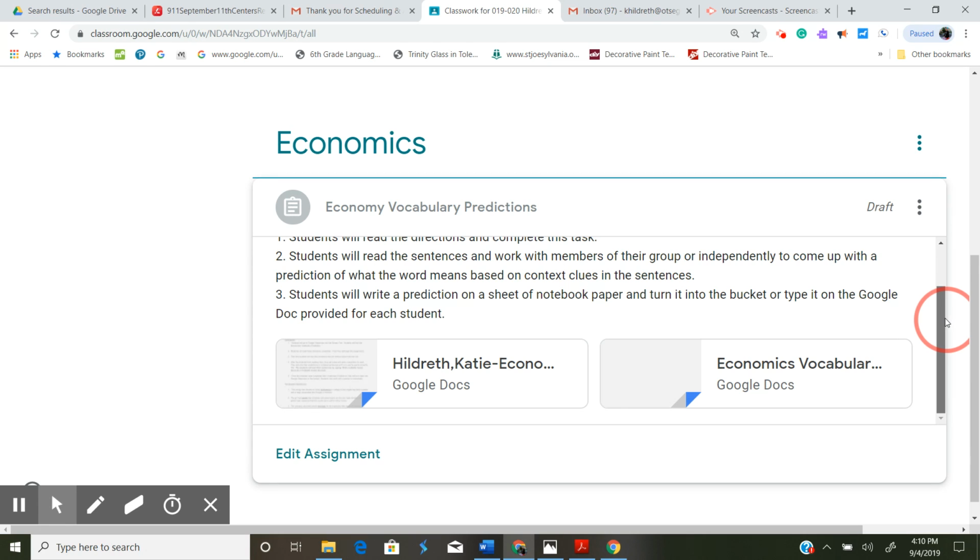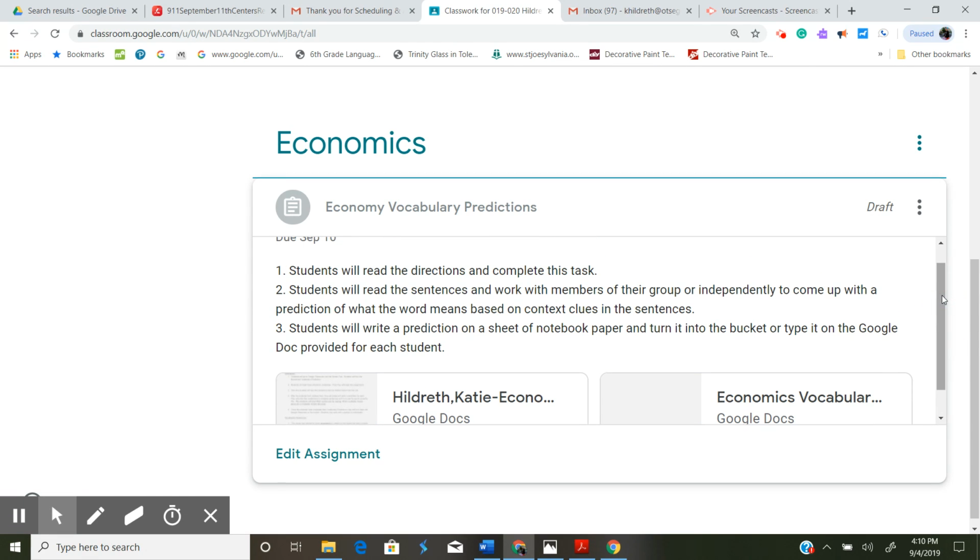First off, students will read the directions and complete this task. Number 2, students will read the sentences and work with members of their group or independently to come up with a prediction of what the word means based on context clues in the sentences. Number 3, students will write a prediction on a sheet of notebook paper and turn it into the bucket or type it on a Google Doc provided for each student.